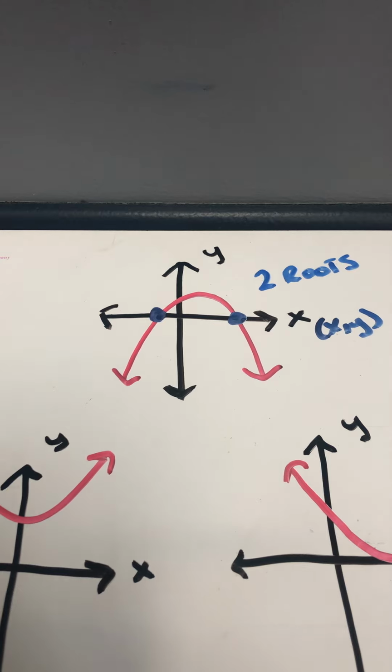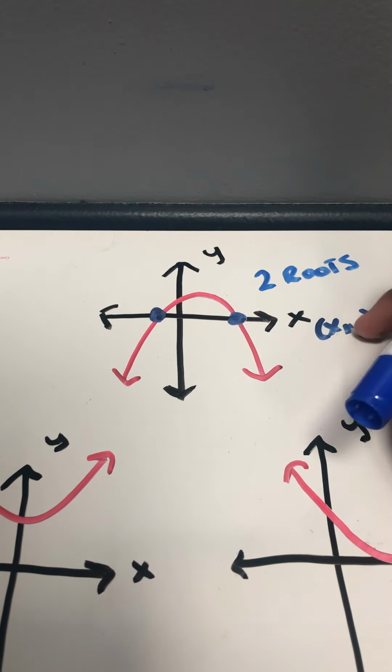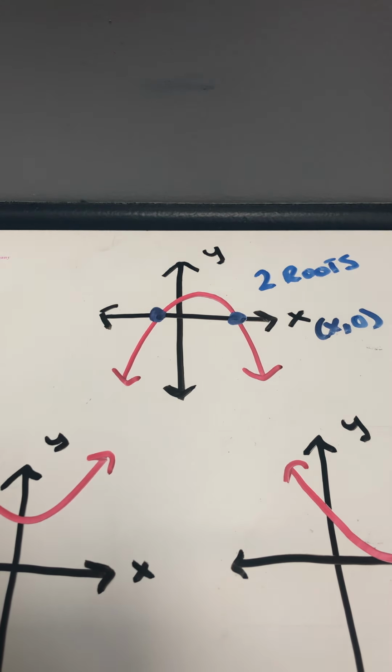Again, roots are x-intercepts. And because the height of those points is always going to be 0, we know their address is going to be x comma 0. Therefore, they are oftentimes referred to as the zeros of the function. So if you ever encounter a problem where it asks you to find the x-intercepts, or the roots, or the zeros of a function, they are asking for the same thing.